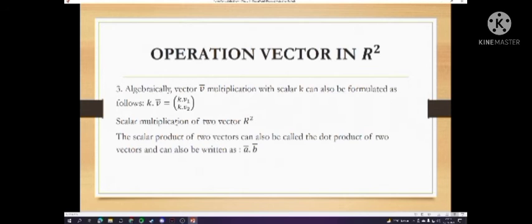Scalar multiplication of two vectors in R square. The scalar product of two vectors can also be called the dot product of two vectors and can also be written as vector A multiplied by vector B.